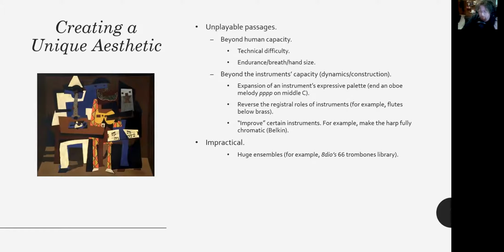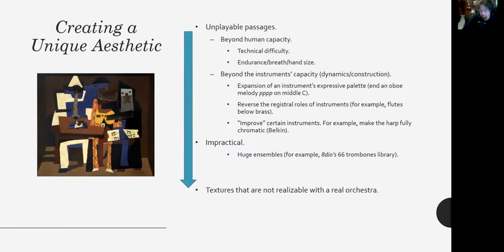For example, the company ATO's Legion series includes libraries with 66 trombones, 66 celli, 66 tubas, and more. All of these things would lead us to textures that are not realizable with a real orchestra. Another question that I think is worthy of exploring is how writing for the virtual orchestra in this way may affect one's writing for real orchestras.